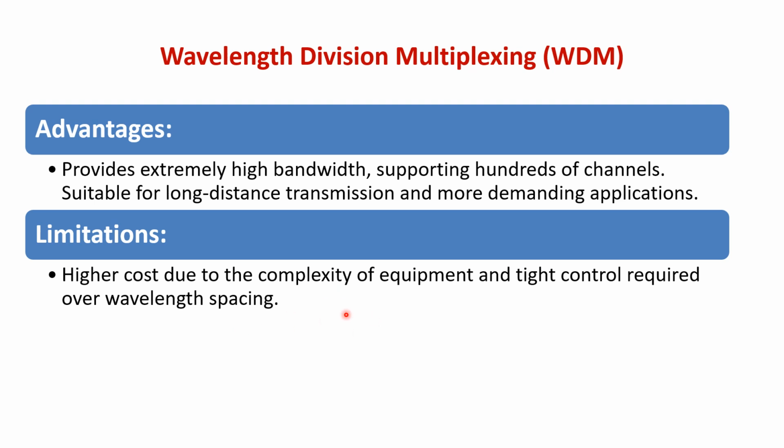DWDM equipment is more expensive because it requires precise wavelength control, temperature stabilization, and complex components to manage the narrow wavelength spacing. The tighter channel spacing and more sophisticated hardware mean that DWDM systems consume more power and may require more robust cooling solutions to ensure equipment operates optimally. Because of the precision required in controlling the wavelengths, DWDM systems are more complex to install, configure, and maintain compared to CWDM.